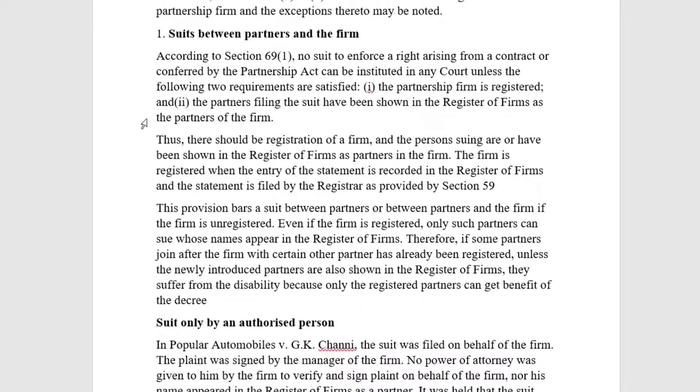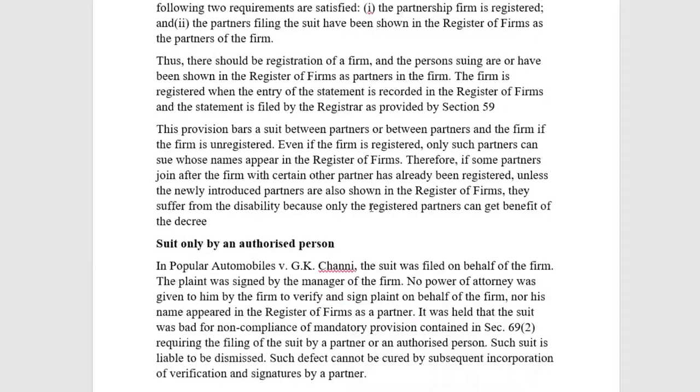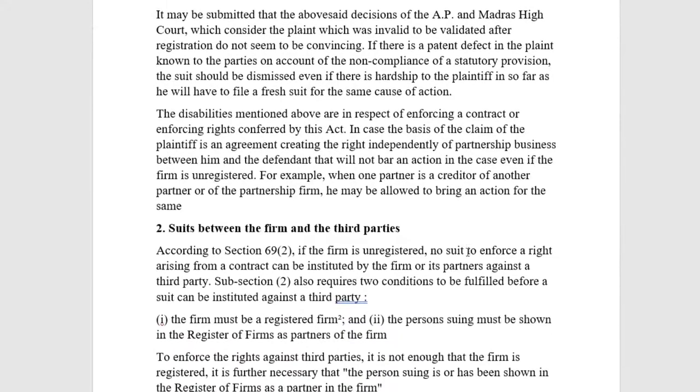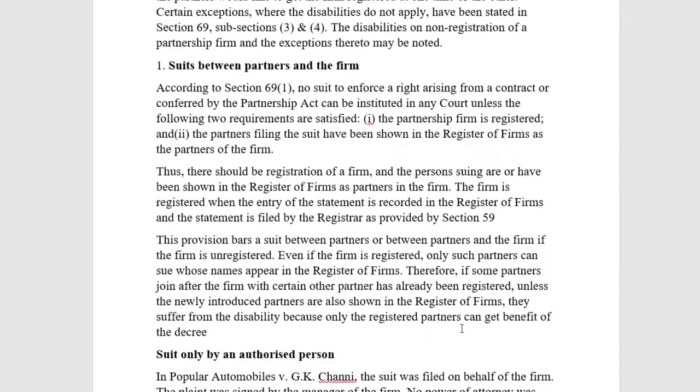So here we have to discuss this aspect under these headings. One more aspect has been added with regard to suit only by an authorized person. While writing our answers, we have to highlight certain case laws. Case laws are very important for drawing the principles established under law, because as you know, there are provisions with regard to the registration or non-registration of firms, but the courts develop certain principles. So being a law student, it is our duty to highlight those case laws. With regard to the disabilities, I have segregated three aspects.